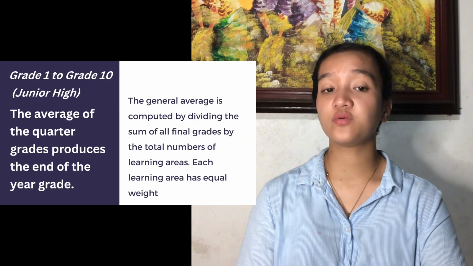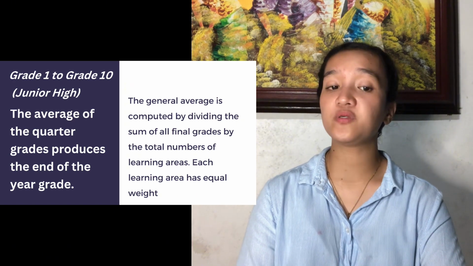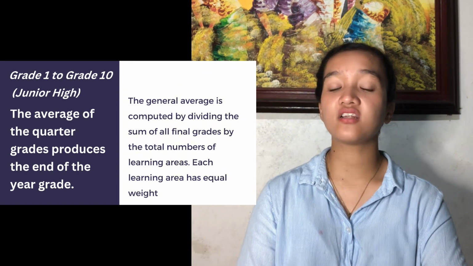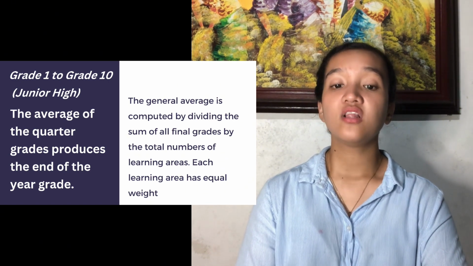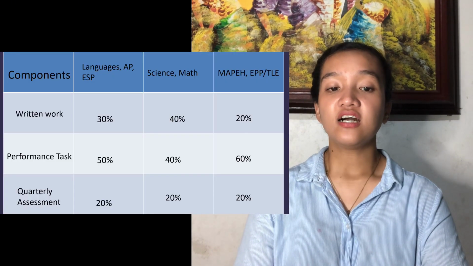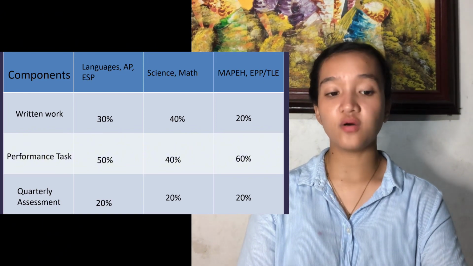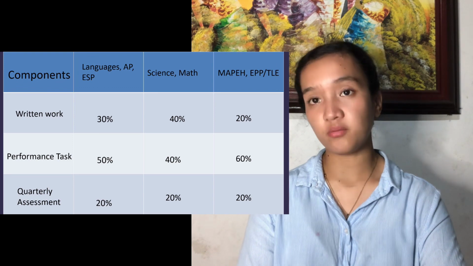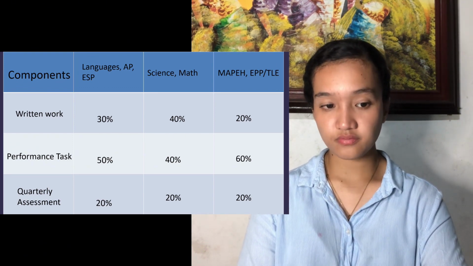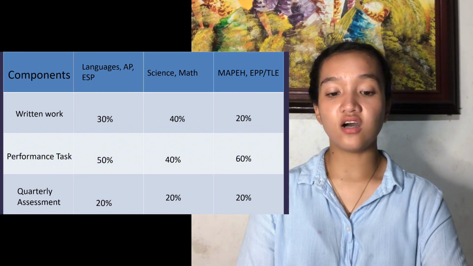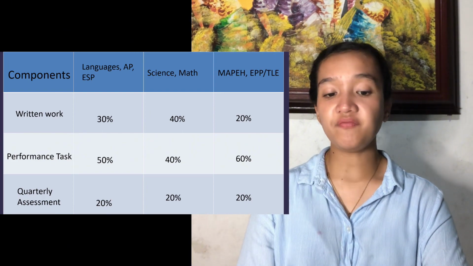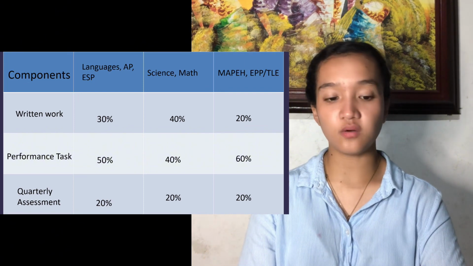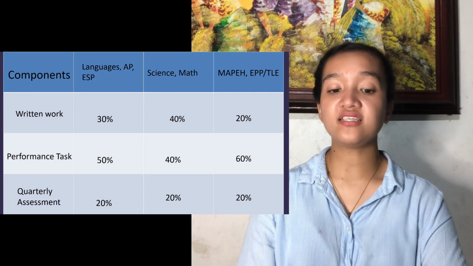Now, next is grade 1 to grade 10, which is the junior high. The average of the quarter grades produces the end-of-year grade. The general average is computed by dividing the sum of all final grades by the total number of learning areas. Each learning area has equal weight. The following guidelines should be followed. First, learners are graded on 3 components every quarter: written work, performance tasks, and quarterly assessment. These components are given a specific weight that varies by subject, such as languages, Araling Panlipunan, ESP, and so on. All grades are based on the weighted score of the learners.